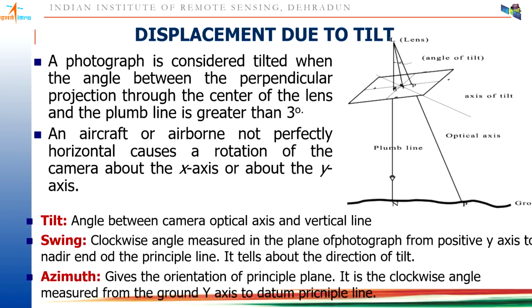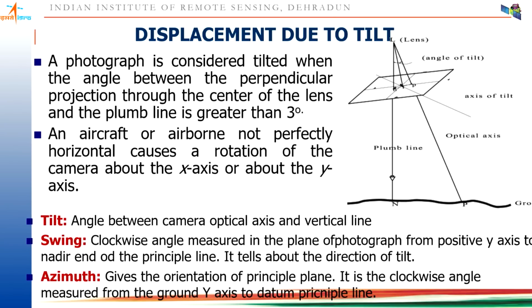A photograph is considered tilted when the angle between the optical axis and the vertical is greater than 3 degrees. So this is the plumb line or the vertical line. This is the optical axis. This angle between the plumb line and the optical axis is called the angle of tilt. If the angle of tilt is more than 3 degrees, then we call it a tilted photograph.